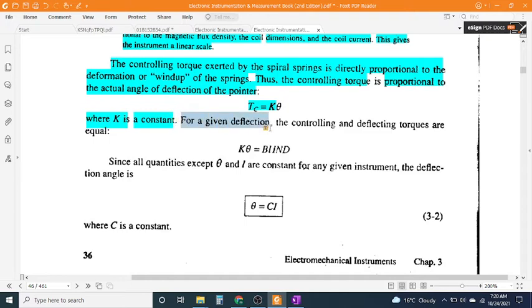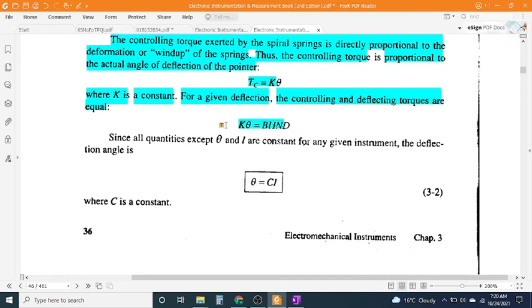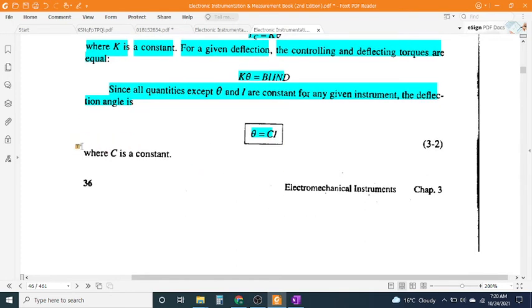For a given deflection, the controlling and deflecting torques are equal. K theta equals BIlNd. Since all quantities except theta and I are constant for any given instrument, the deflection angle is theta equals CI, equation 3-2, where C is a constant.